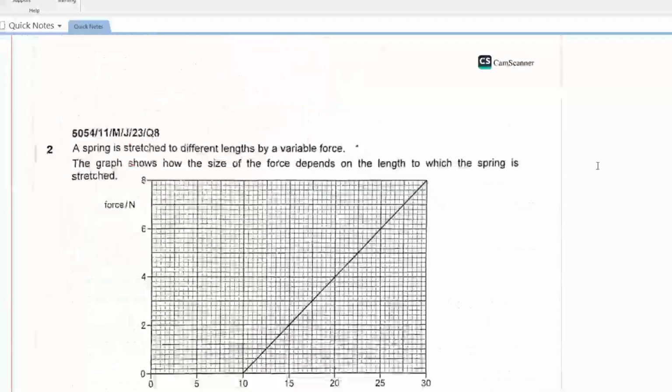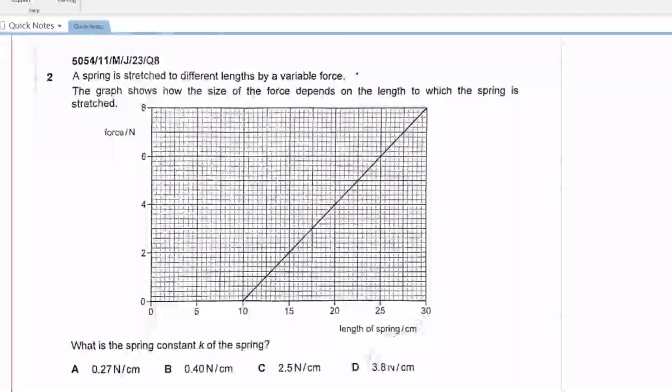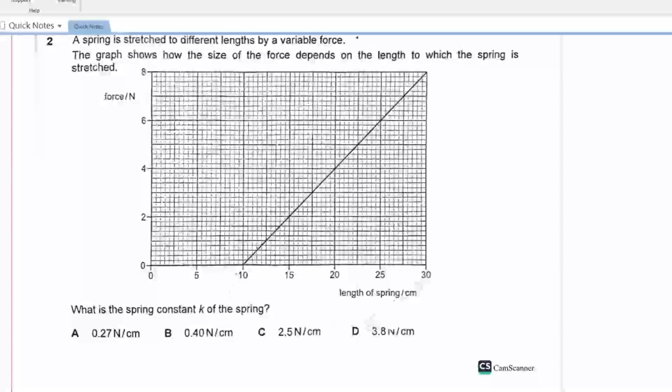A is your answer. Let's further move ahead. Let's see this. A spring is stretched to different lengths by a variable force. The graph shows how the size of the force depends on the length to which the spring is stretched. So this is a force versus length graph. You have to calculate the spring constant.